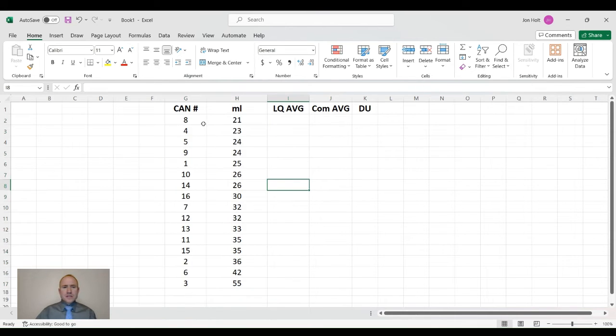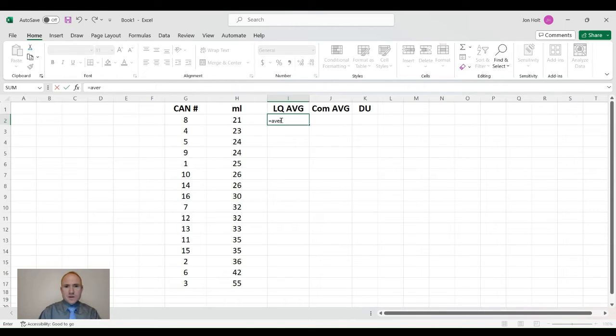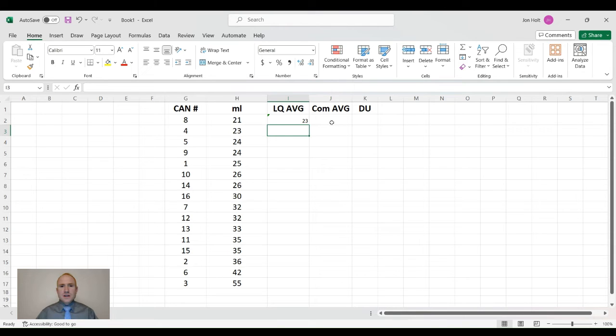So it's very helpful. And then the next thing we need to do is just average these 4 cans, average the milliliters collected. Now, if you were doing this manually, you just add them together and divide by the number of samples, which is 4. On Excel, we're going to cheat a little. We're going to go equals, and start typing average. It pops up, double click, highlight the top 4. Okay, we got our average there.